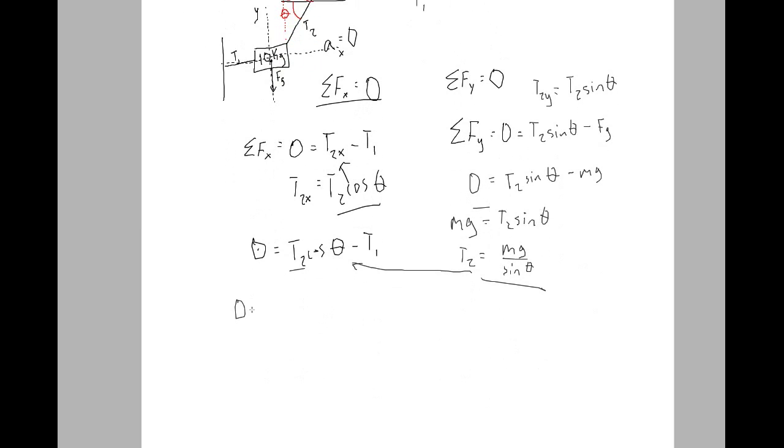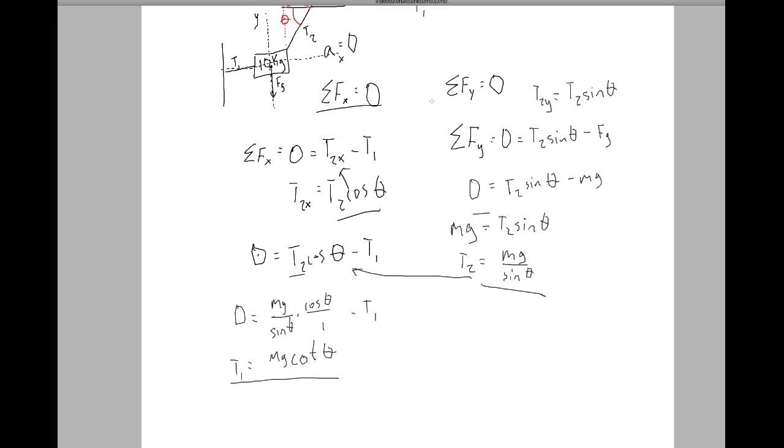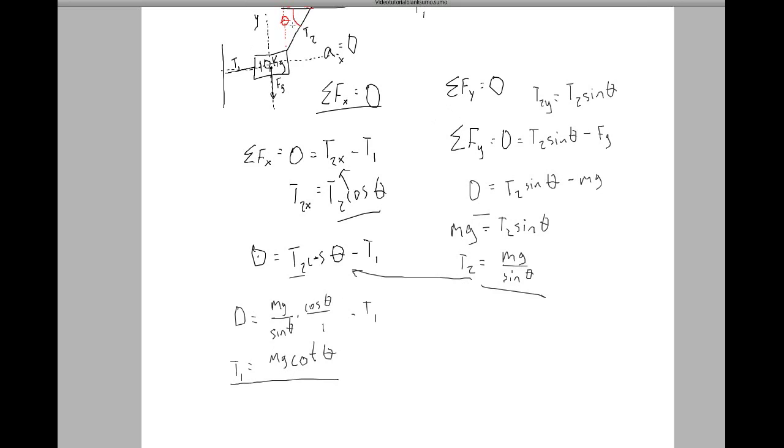So I have 0 equals, now I've got mg over sine theta times cosine theta, and then minus T1 equals 0. So I can add T1 to both sides. And cosine over sine is cotangent, so T1 equals mg cotangent theta. Now, that would be as far as I could go because I'm not given this angle. Okay? So, that would be as far as you could break down this problem to solve for T1.